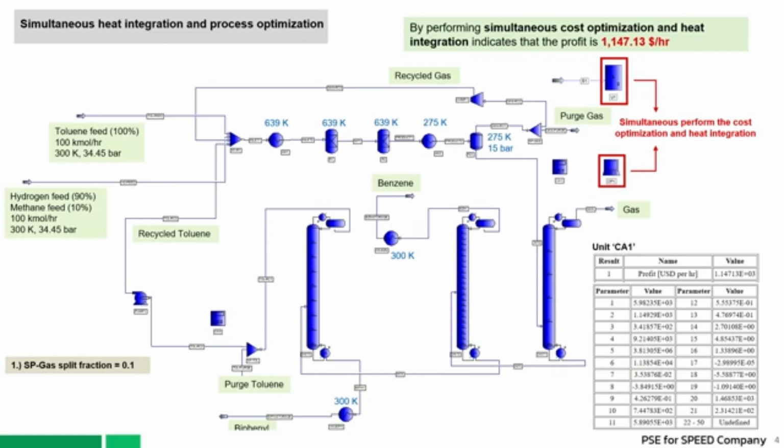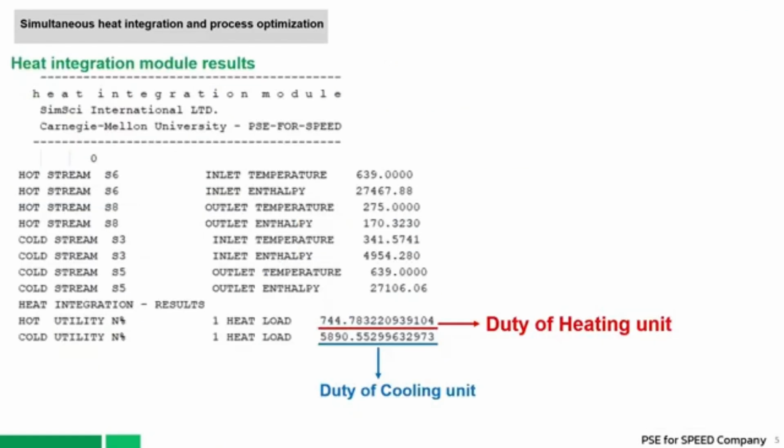The profit can be increased by $1,147.13 per hour. The heat integration module will generate the output results in terms of hot and cold heat duty, where the utilities are still required for heating or cooling. Then, we will use the output results from the heat integration module to validate in Pro/II.